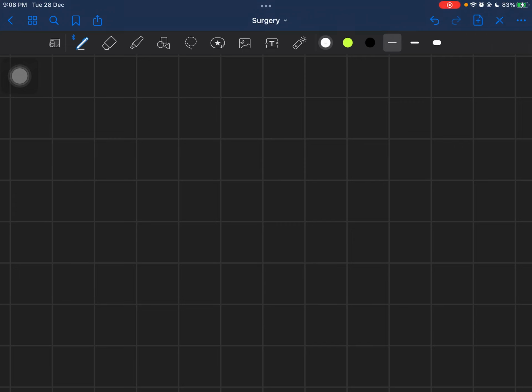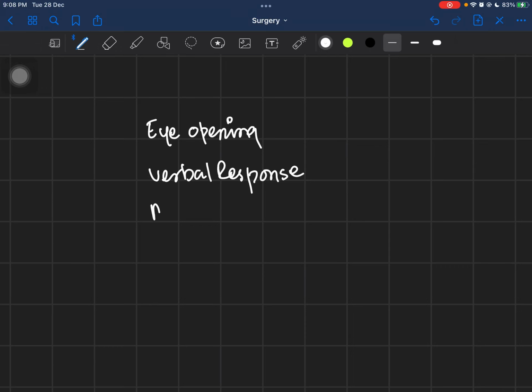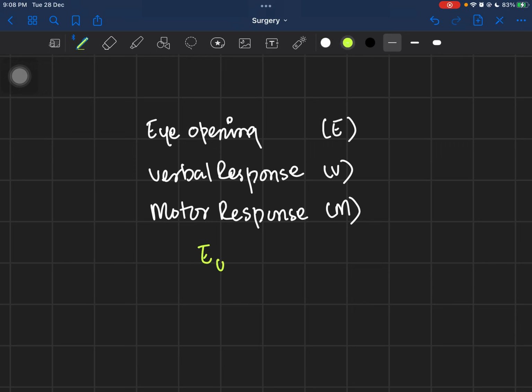So there are three components of the Glasgow Coma scale. There are three things that we assess in a patient. We assess the patient's eye opening, we assess the patient's verbal response, and we assess the patient's motor response. All three components are abbreviated as E, V, and M. And while reporting the Glasgow Coma scale, we report it as E4, V5, and M6.